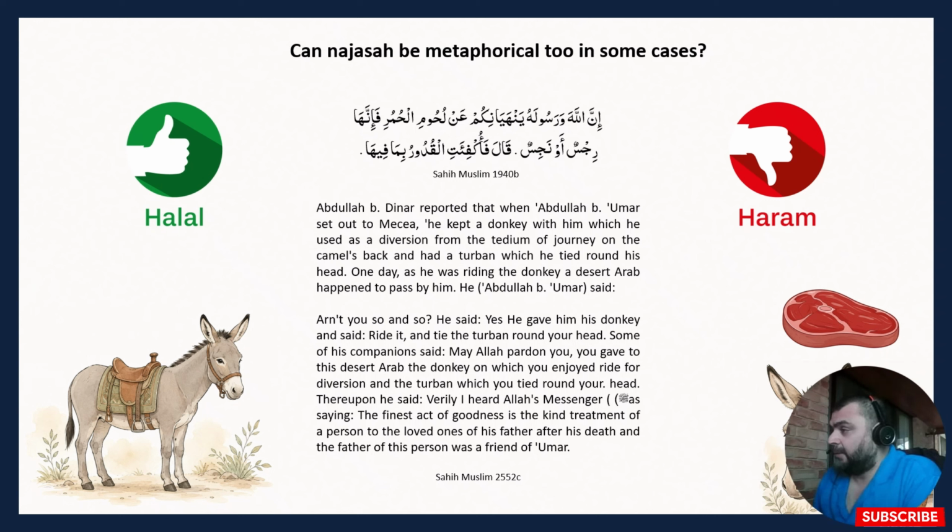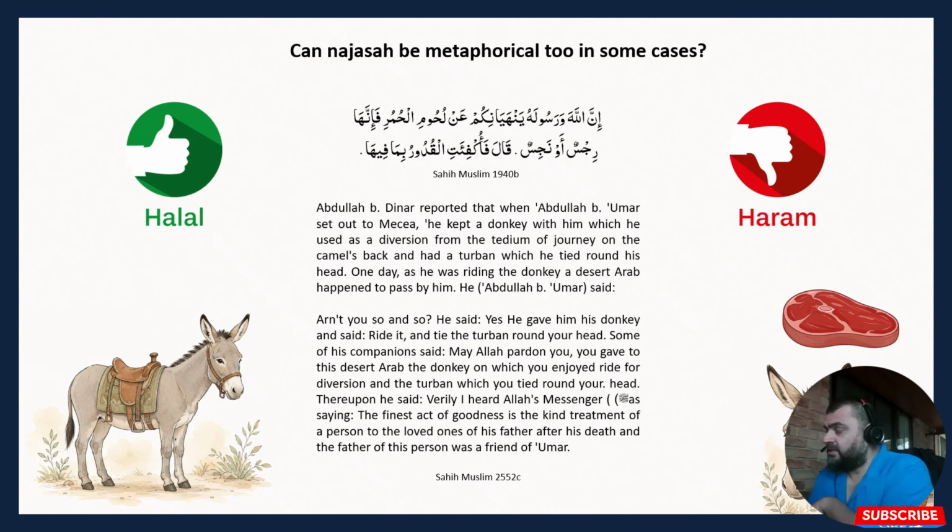So this incident happened after the death of Umar. And the father of this person was a friend of Umar. So that person's father was a friend of Ibn Umar's father. So they were both friends. So that is why Ibn Umar respected that person.